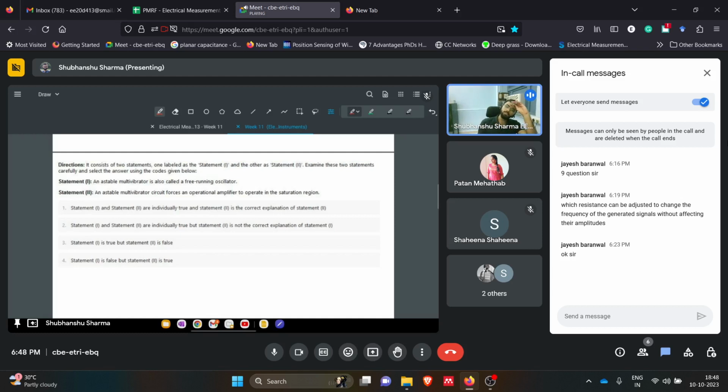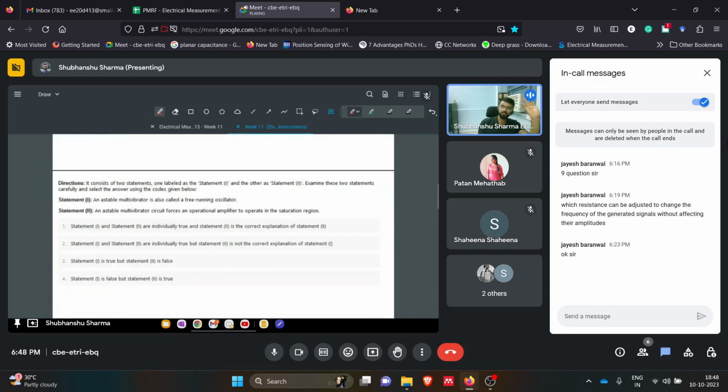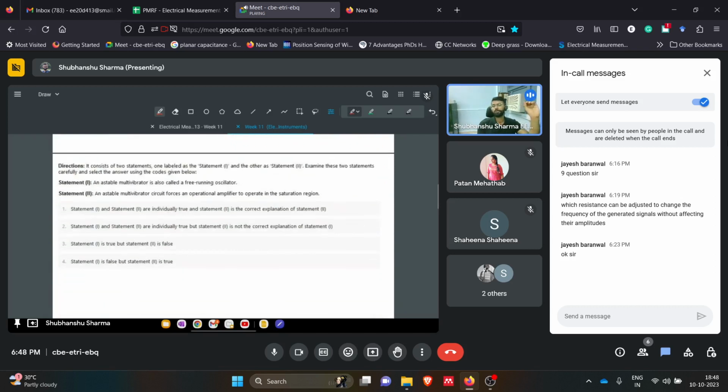This astable multivibrator, as we just saw, has two quasi-stable states. It is an oscillator, because it is operated with positive feedback, as a positive feedback network, that we know. Free running is also true, because it keeps on oscillating. If we give enough supply, it will keep on changing its state like this and so on. So I think statement 1 is correct.